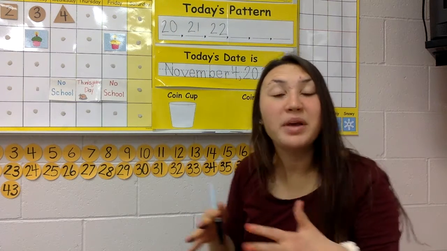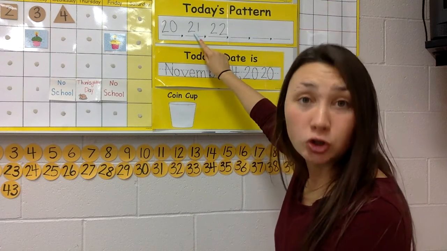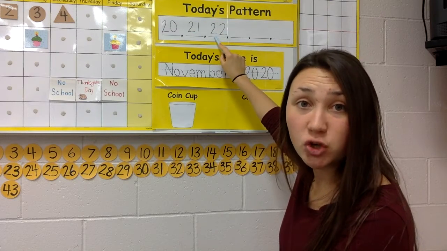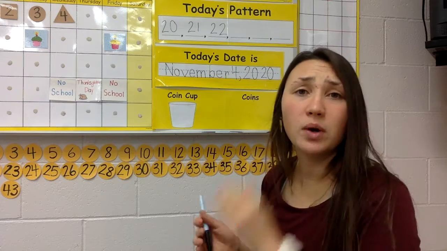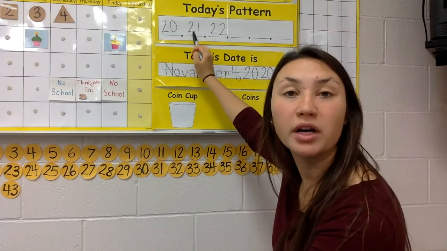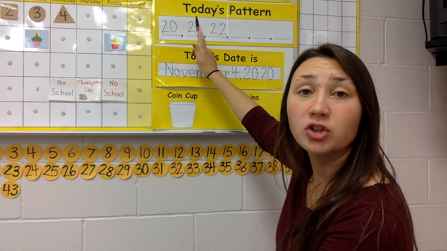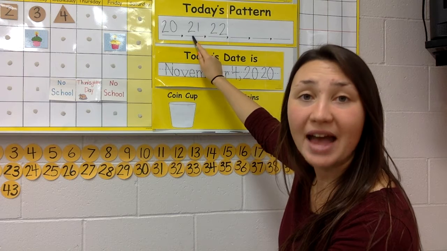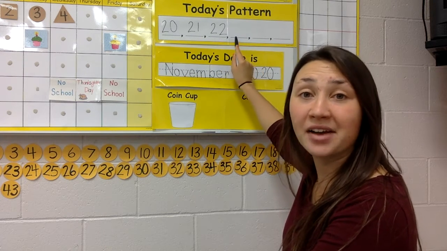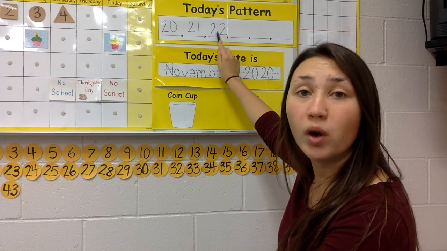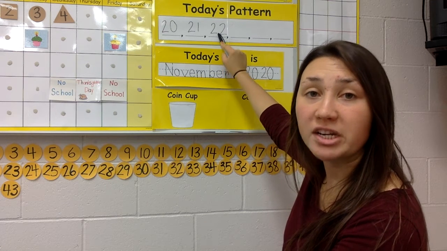So say what we have so far with me. 20, 21, 22. Okay. So 20 plus 1 is 21. We just added one. And then for 21, we added one and then we got 22. So to find out what comes next, we have to add 1. So what is 22 plus 1? What's 22 plus 1?